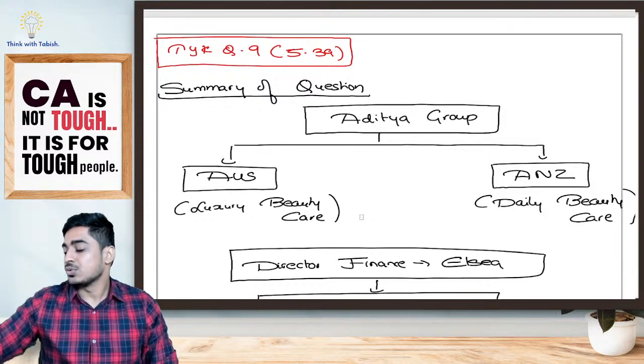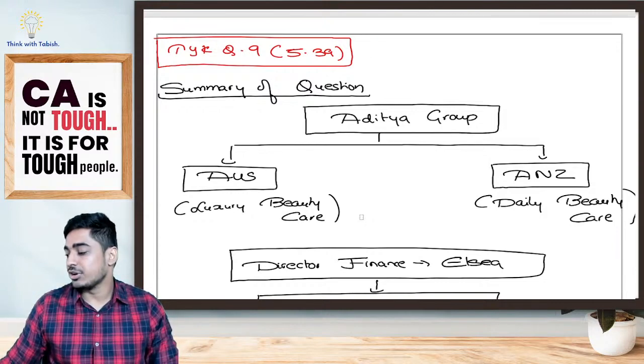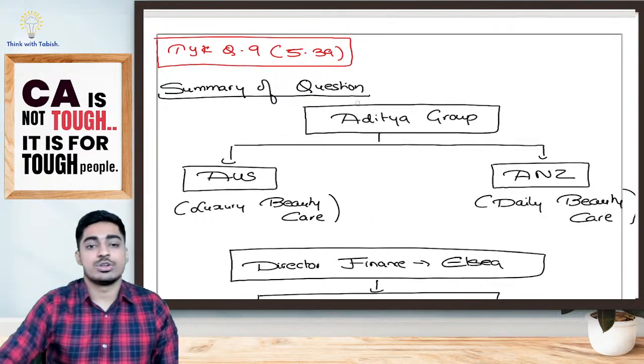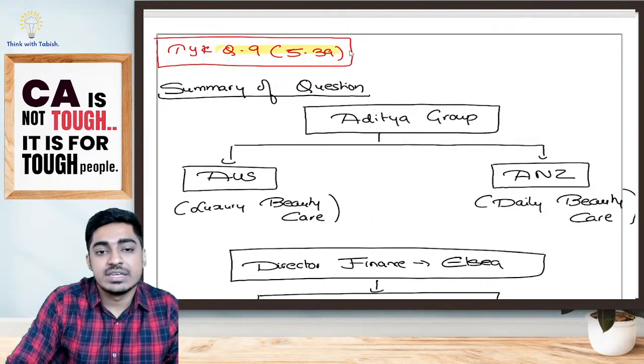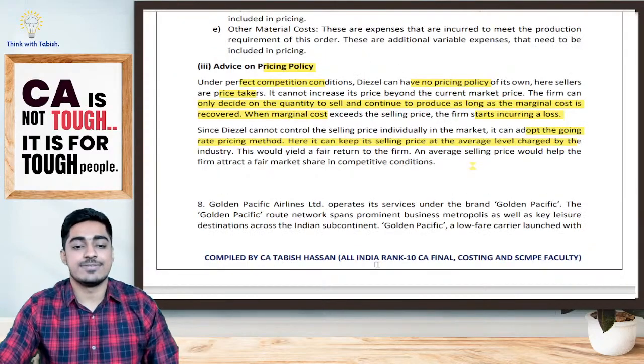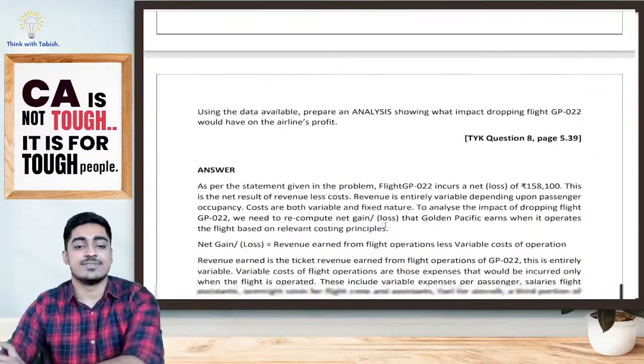Question number 9, page 5.39. Very beautiful question, Aditya Group. Test your knowledge. Question number 9, page 5.39. You look at the question itself, it runs to 4-5 pages. We'll show you the question.